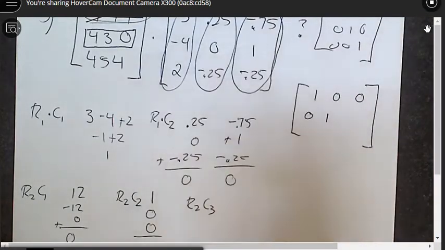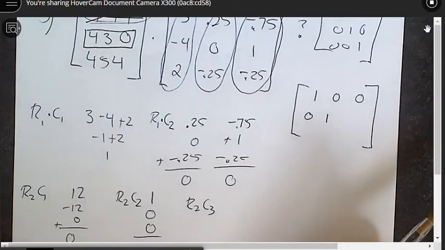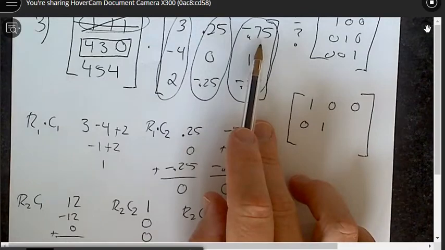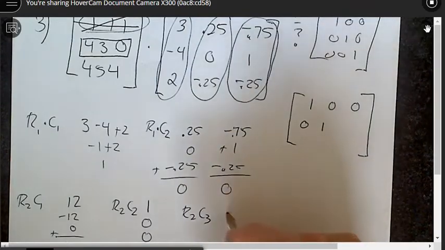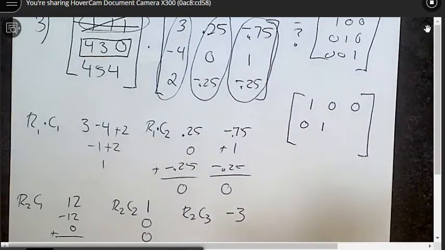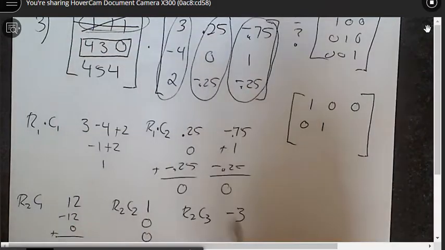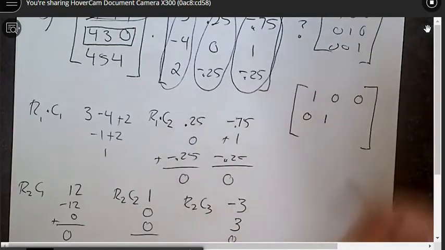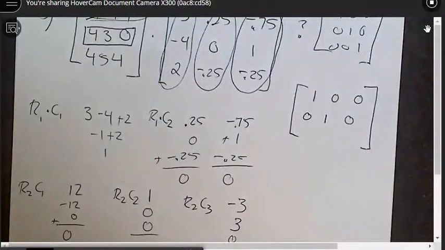And then column 3, we have 4 times -0.75, which would be -3. You have 3 times 1, which would be 3. And then we have 0 times anything, which would be 0. So that comes out to all be zeros. So far, so good. Looks like it's going to be an identity matrix. We've got to check that last row just to make sure.